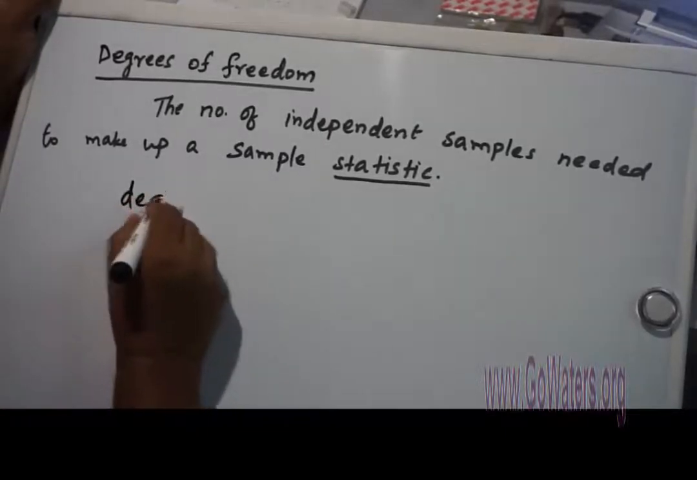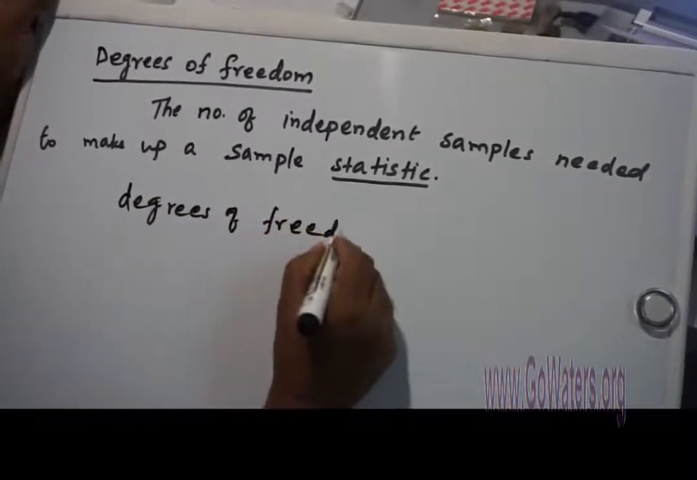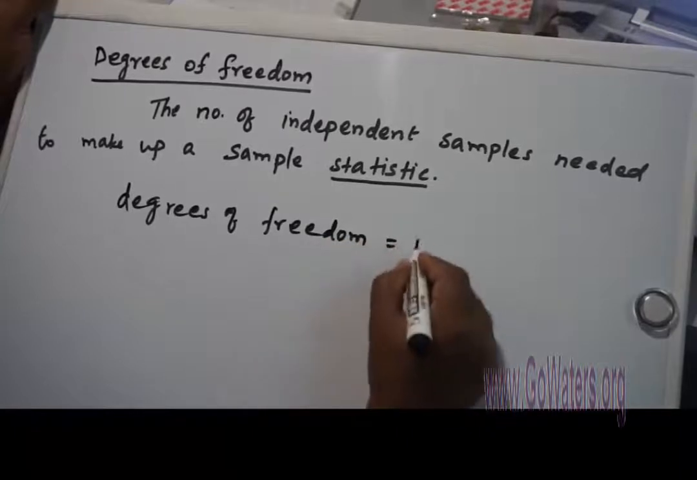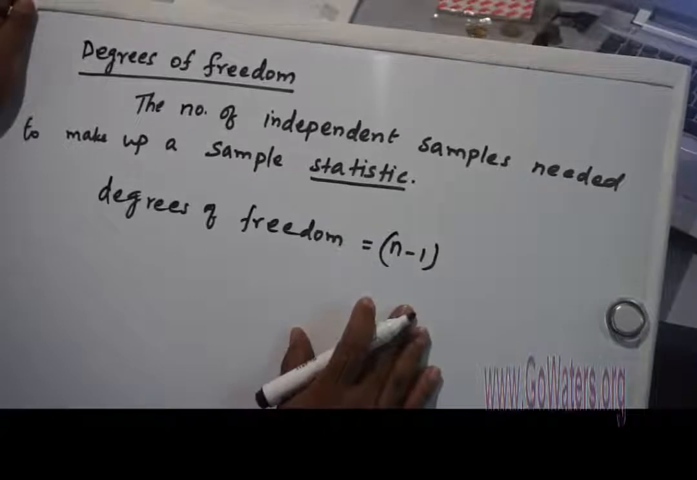So we use degrees of freedom equal to n minus 1. It depends on the problem, but here it is n minus 1.